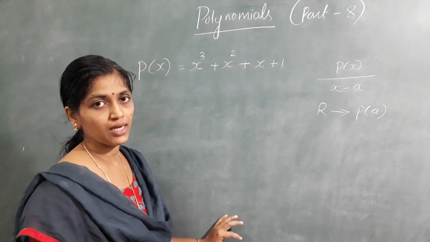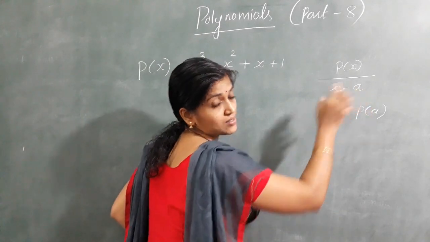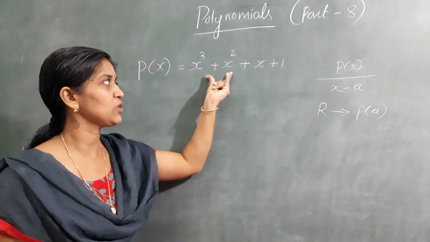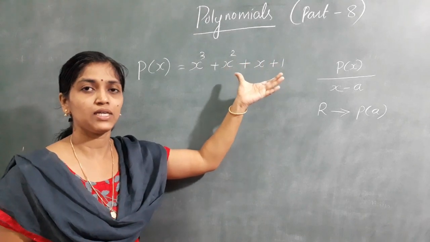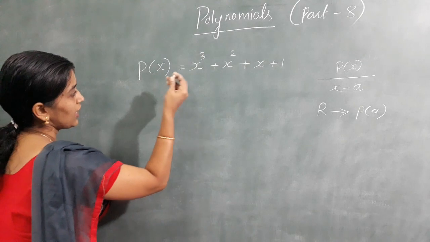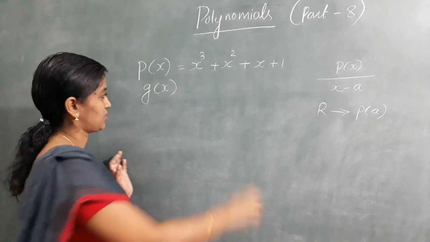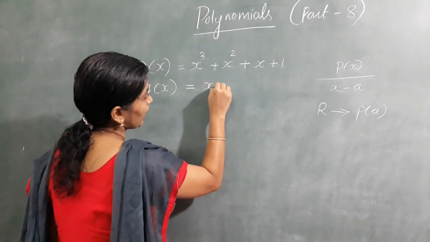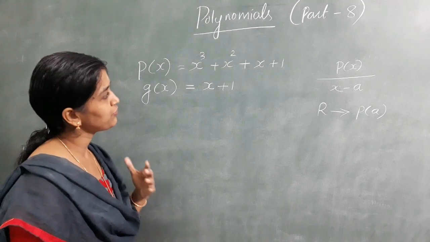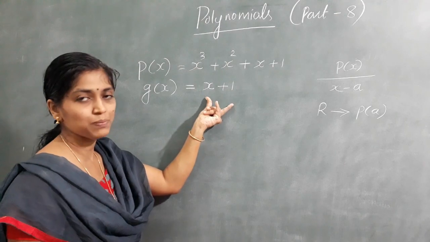Where did we get this a? a is the zero of this divisor, isn't it? So here P of x is equal to x cube plus x square plus x plus 1. I have taken a polynomial and now I want to divide it by another polynomial. We know the divisor is usually taken as g of x. g of x is equal to x plus 1. And I will find the remainder when P of x is divided by x plus 1.